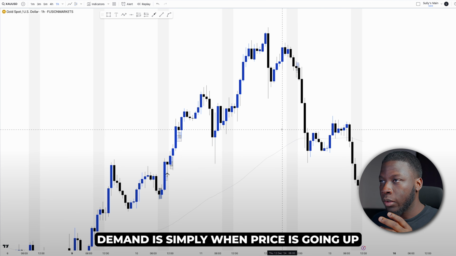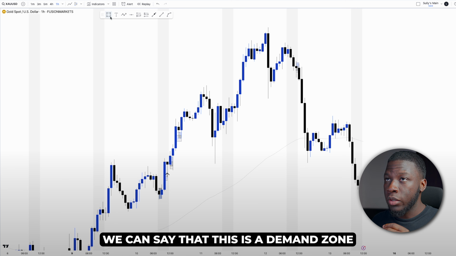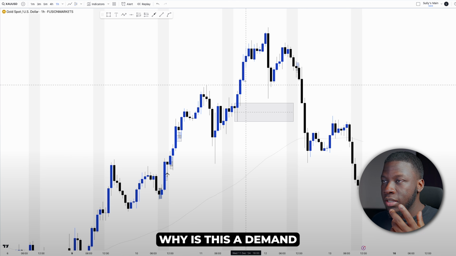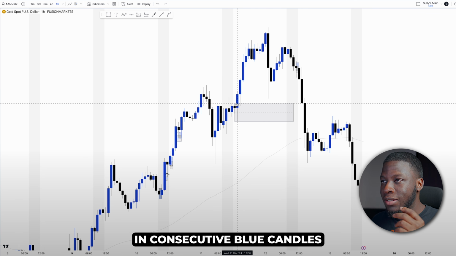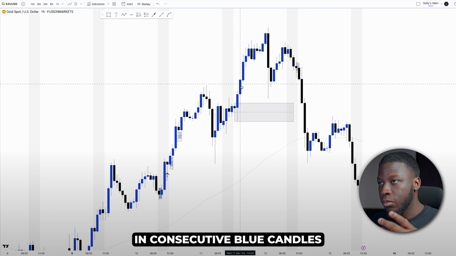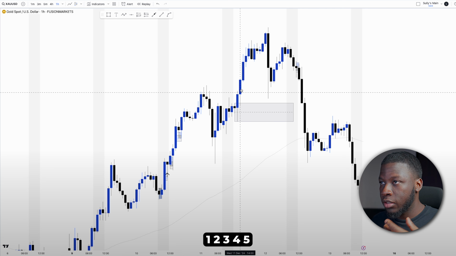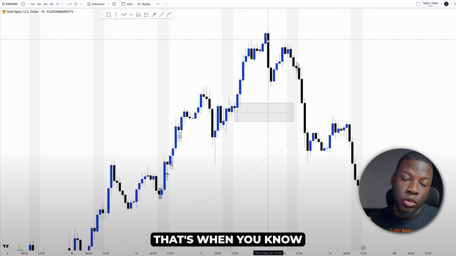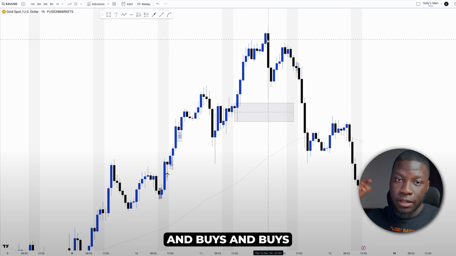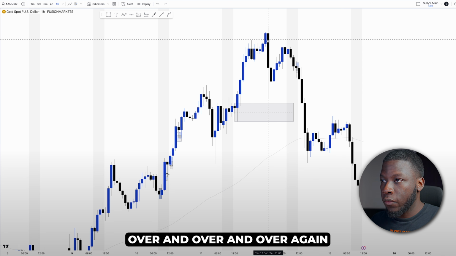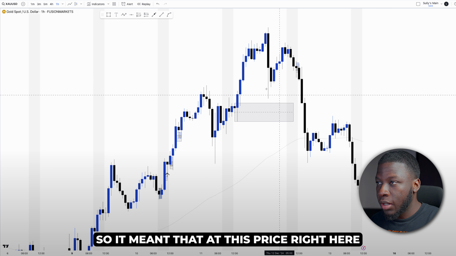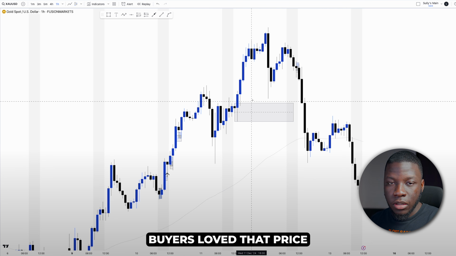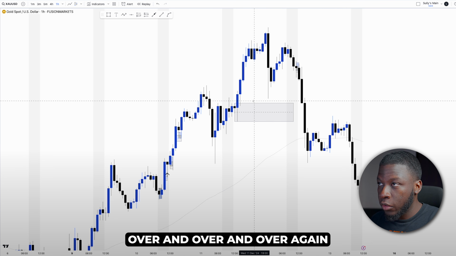Demand is simply when price is going up. So for example, we can say that this is a demand zone. But before I get to the zones, why is this a demand? You can see price forming consecutive blue candles, multiple blue candles, 1, 2, 3, 4, 5, and it kept going up. That is a demand. That's when you know there are aggressive buys, and buys and buys and buys over and over again. So it meant that at this price right here, just when this black candle formed, buyers loved that price, so they just kept buying over and over again.